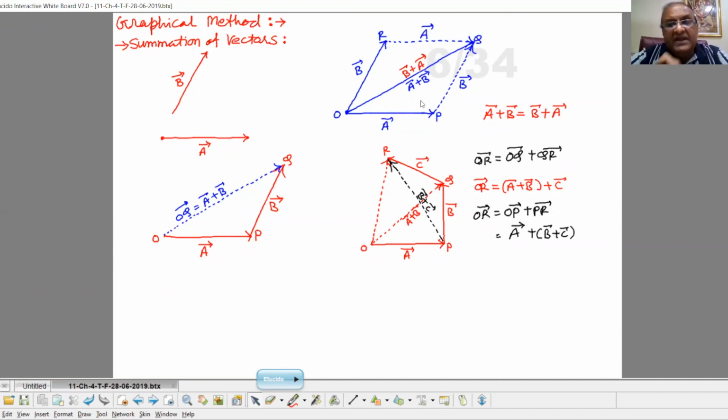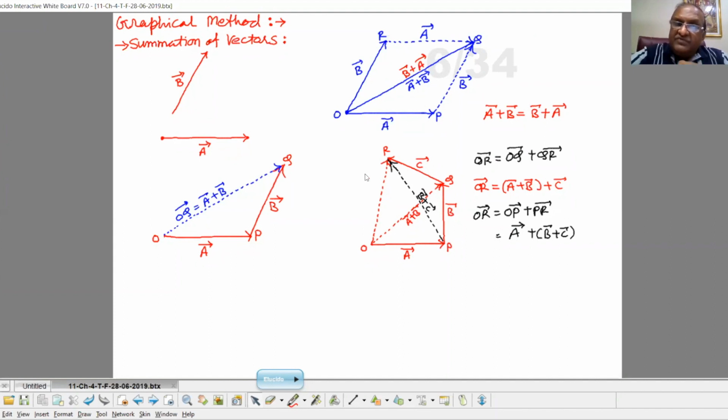But here, if we take A plus B or we take B plus A, our answer is the same, vector OQ. So we can say the commutative law holds in the summation of two vectors. Clear? Commutative law holds in the summation of two vectors. Means if you take A plus B or you take B plus A, your answer will be the same.